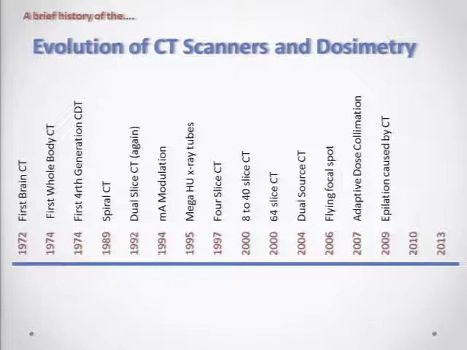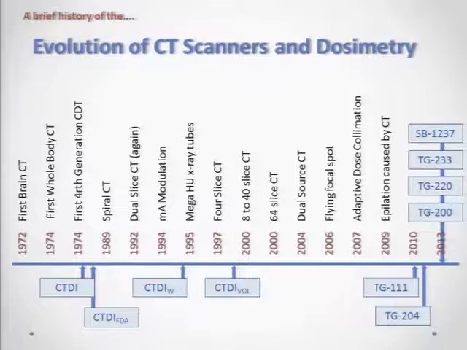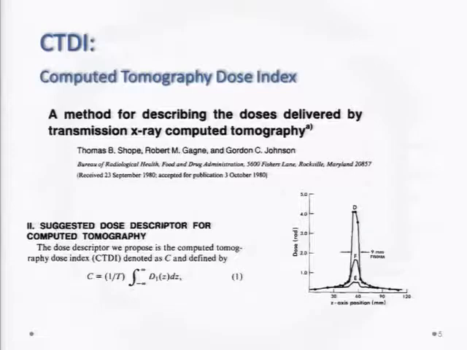So we're all aware that the evolution of CT scanners has been impressive over the last 40 years or so. And I'll just point out that the evolution of the concomitant dosimetry has been less than impressive. In fact, it started out with the CTDI concept, and only recently, as a result of a lot of issues, including accidents, has there been a flurry of activity, all pretty much centered in the AAPM and other bodies as well. SB 1237 is the law in California that Tony will talk about.